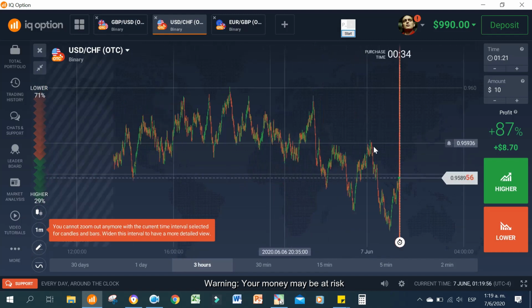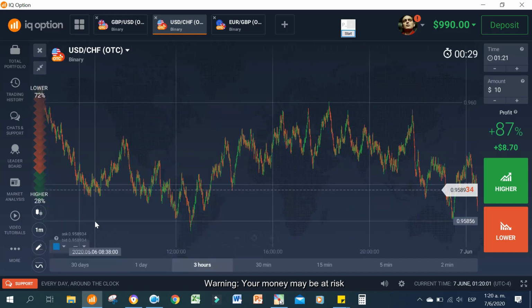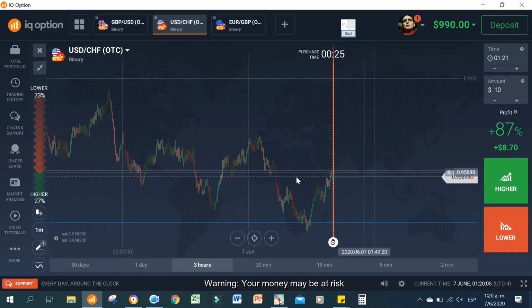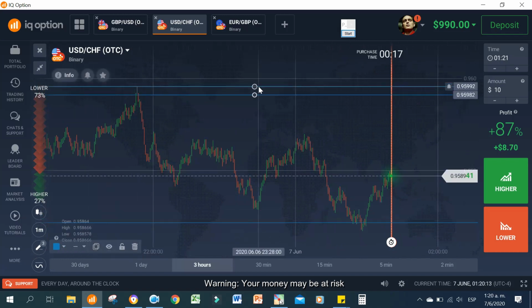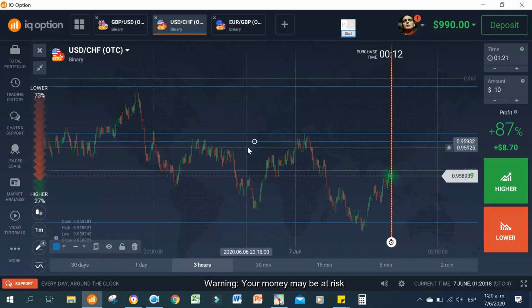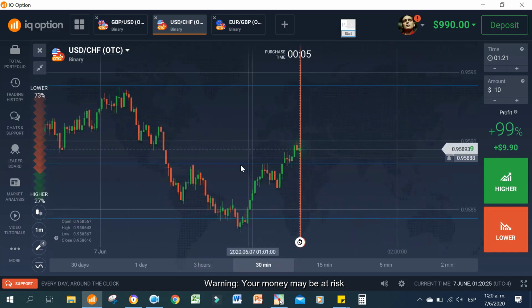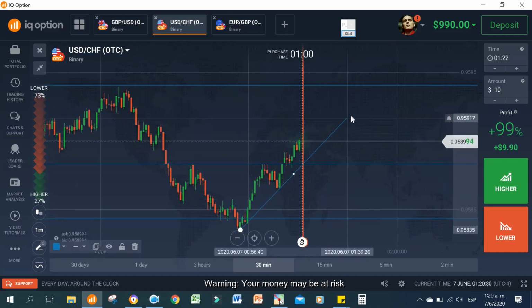Let me do the same here. Let's do the same. Let's place everything, all the levels that we can see on the chart. We can place them. Okay, and as you can see here, the price is going up.